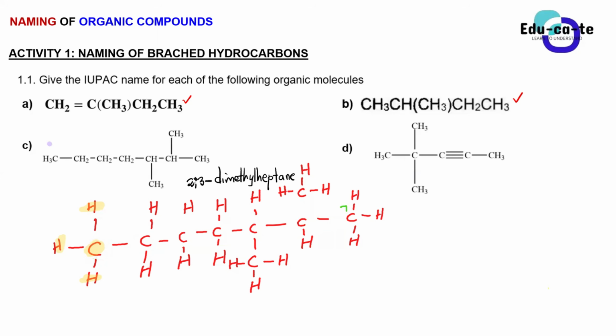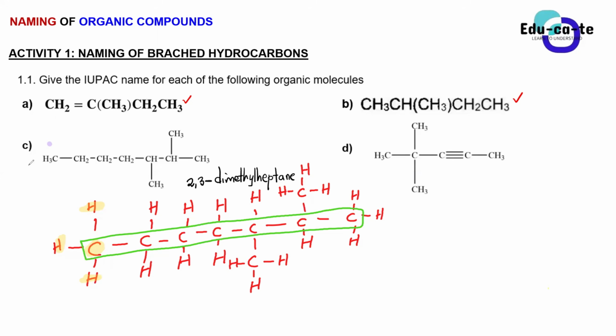It's because the what is it? The substituents must have the lowest number. Yes, the substituent must have the lowest number possible. So if this is our main chain having these 7 carbons, you can see that this is an alkane, right? And the functional group is everywhere. So you can just say this is our parent chain.